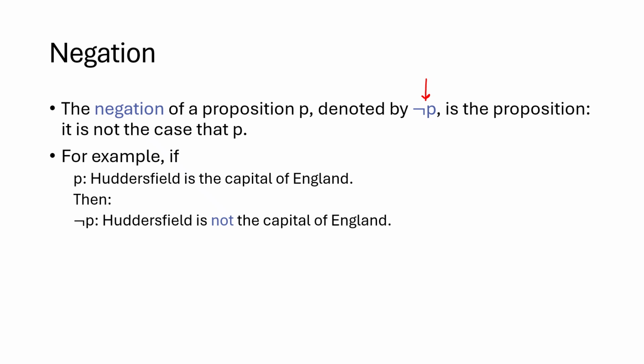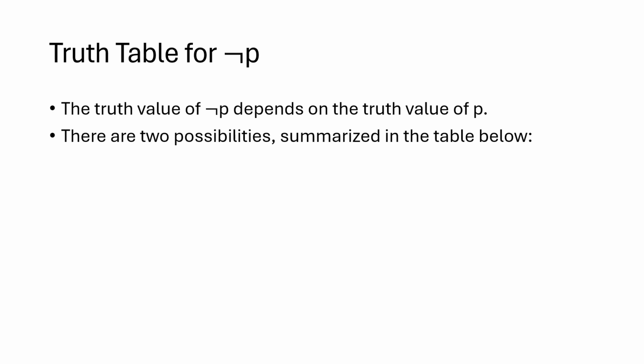So for example, if P is the sentence that says Huddersfield is the capital of England, its negation, not P, will be the sentence that negates P, which means it says Huddersfield is not the capital of England. Now, in terms of when not P is true or false, similar to the previous connectives, it depends on the truth value of P.